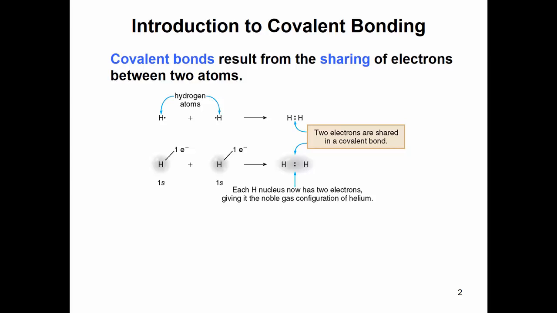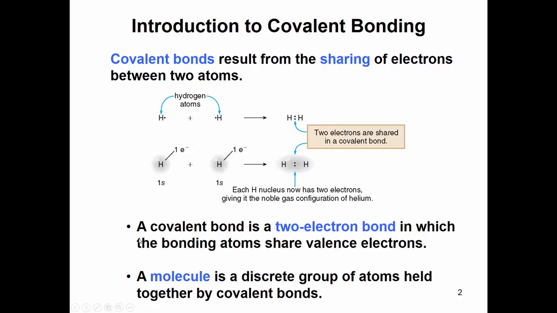Everyone, this video is going to introduce covalent bonding. Just a reminder, we have two types of bonds. We have ionic bonds and covalent bonds. Ionic bonds are between metals and nonmetals, and covalent bonds are between nonmetals and result from the sharing of electrons between two atoms. So if you look at the example here, we have two hydrogen atoms.